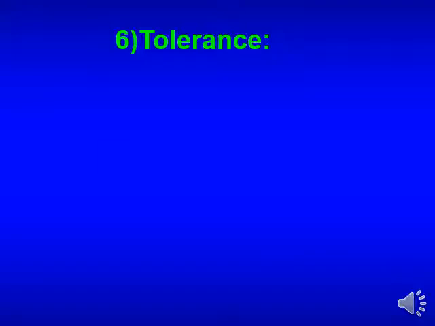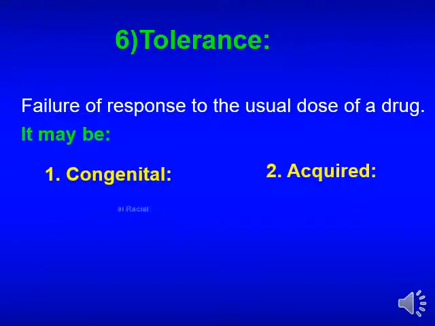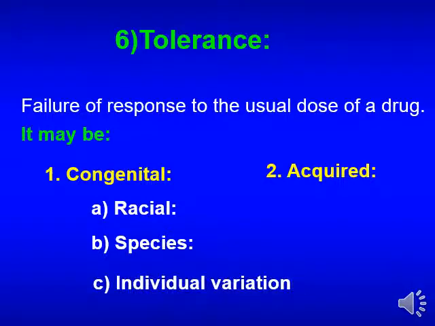Tolerance means failure of response to usual dose of drug. We have two types of tolerance. We have congenital tolerance and you have acquired tolerance. Congenital, it may be racial. Black people are resistant to mydriatic effect of ephedrine. Species. Rabbits are tolerant to atropine because they have atropinase enzyme and individual variation.